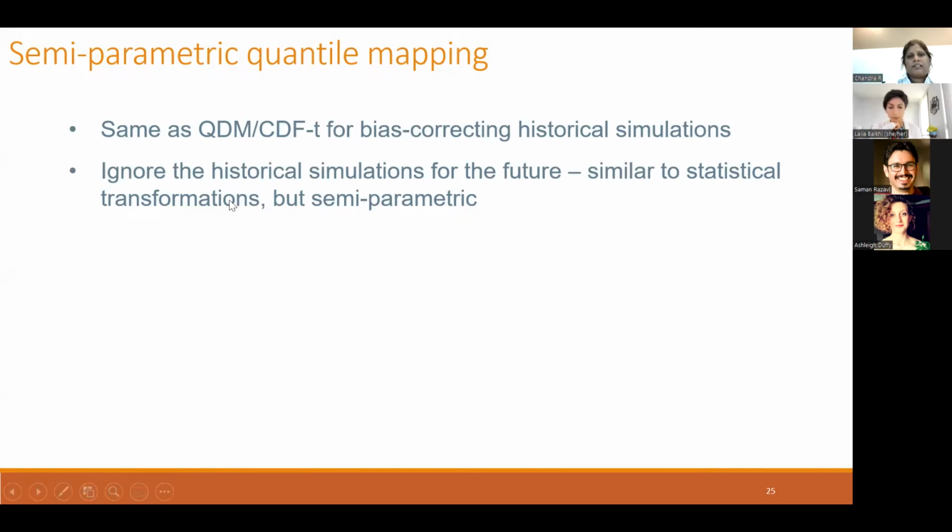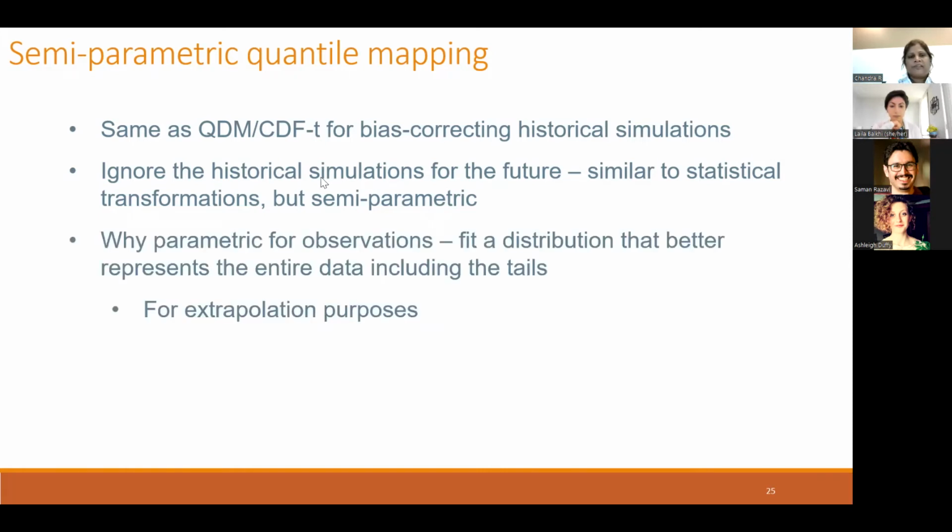But these statistical transformations could be fully parametric, or fully non-parametric, but we are going with the semi-parametric here. And we ignore the historical simulations completely. We don't even consider them. We only consider future simulations and try to transform them using the observed CDF here.